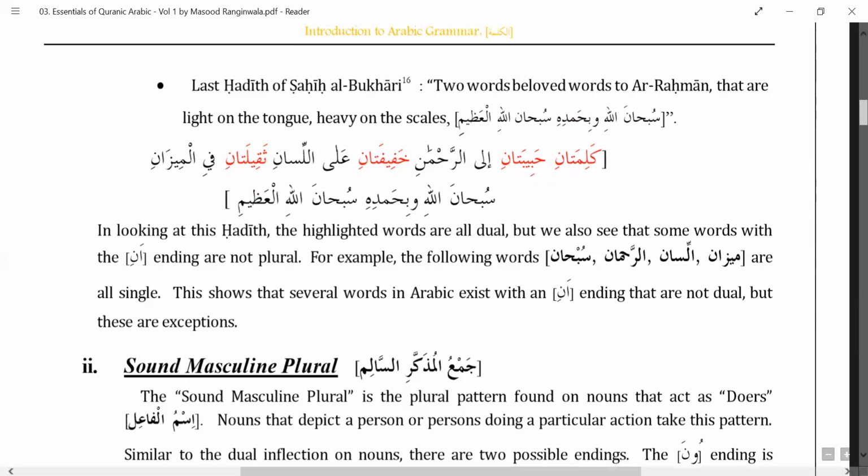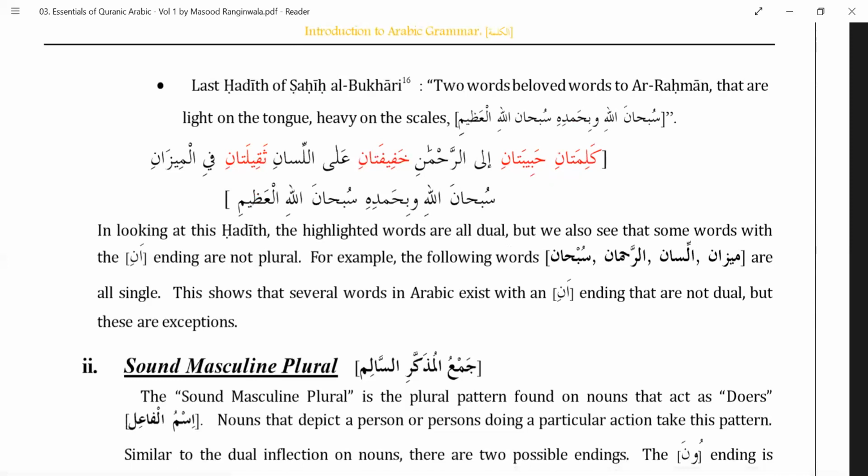Habibatani ila ar-Rahman: beloved to ar-Rahman. Khafifatani ala al-lisan: light on the tongue, lisan meaning tongue. Thaqilatani fil mizan: heavy on the scales. What are those two words, beloved to ar-Rahman, light on the tongue but heavy on the scales? Subhanallahi wa bihamdihi, subhanallahi al-azim.